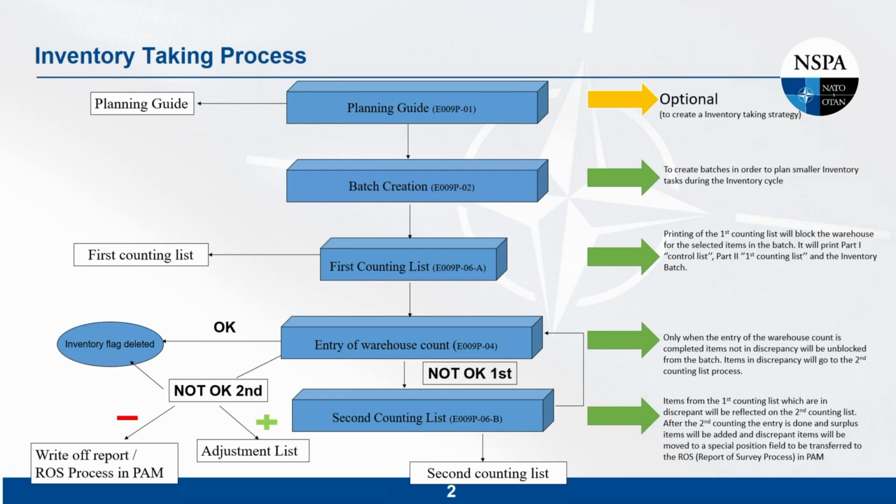After the second counting and the entry is done, the surplus items will go on to an adjustment list. They will be automatically added to your inventory of the warehouse. And if they are in discrepancy, in minus, they will have to be processed on a ROS document.